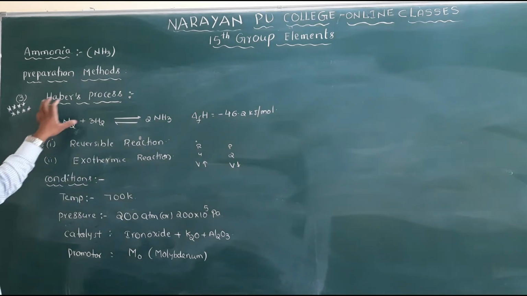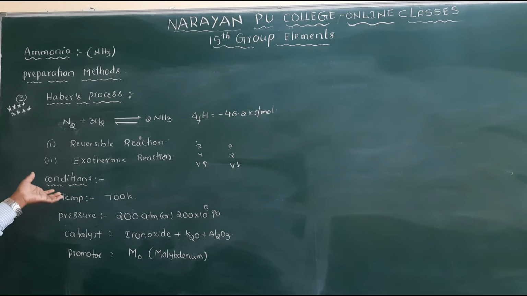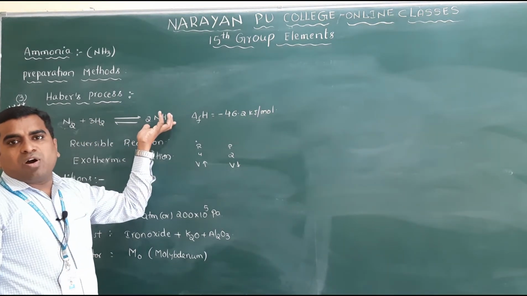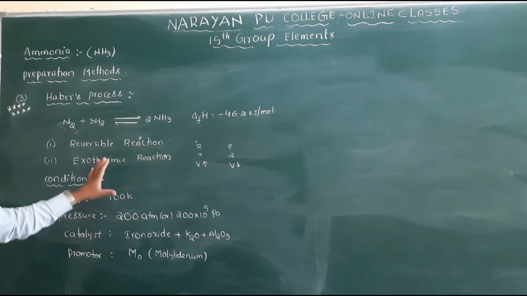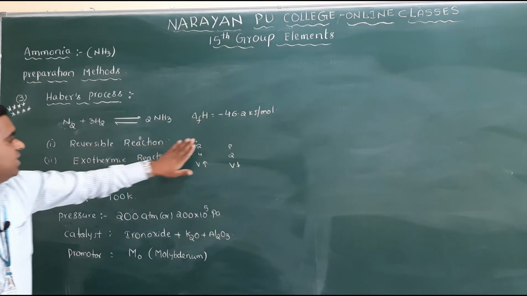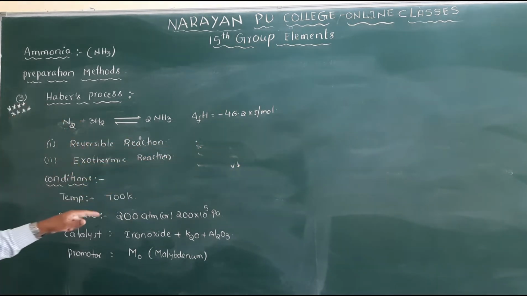Clear? Sometimes they will ask you to explain the Haber process and write the conditions to get more yield of ammonia. Then what you have to write? You have to write the reaction, and first, it is a reversible, exothermic reaction.